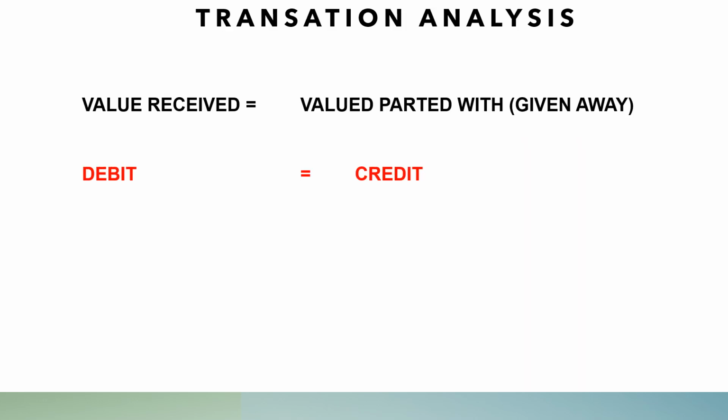Before that, we also have to understand that in analyzing transactions, debit is always equal to credit. That means the amount debited is equal to the amount credited. So if debit is 500,000, credit should also be 500,000. That is always equal in every transaction. Another term to describe debit is value received and credit is value parted with.